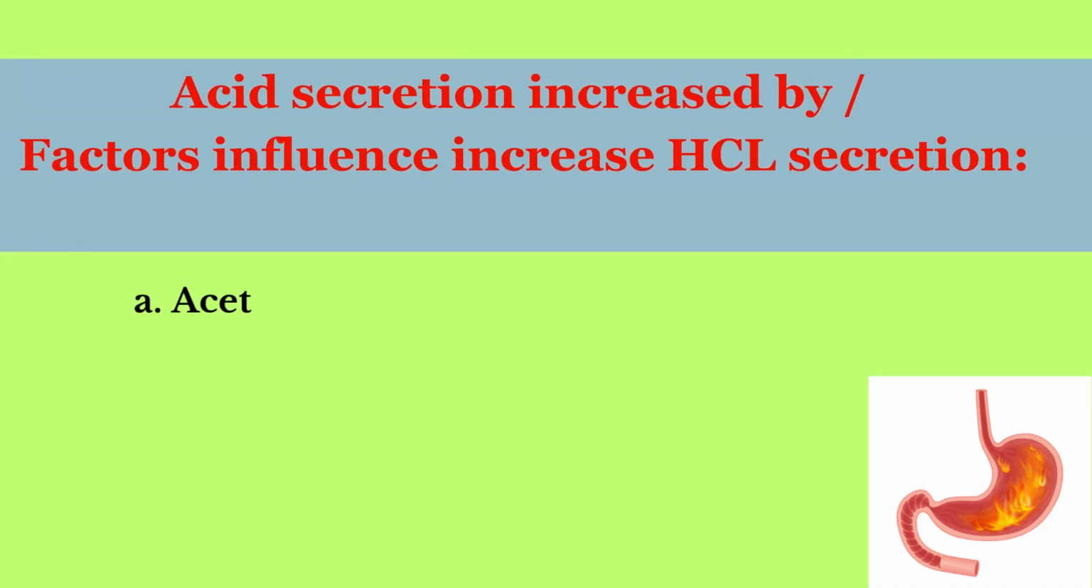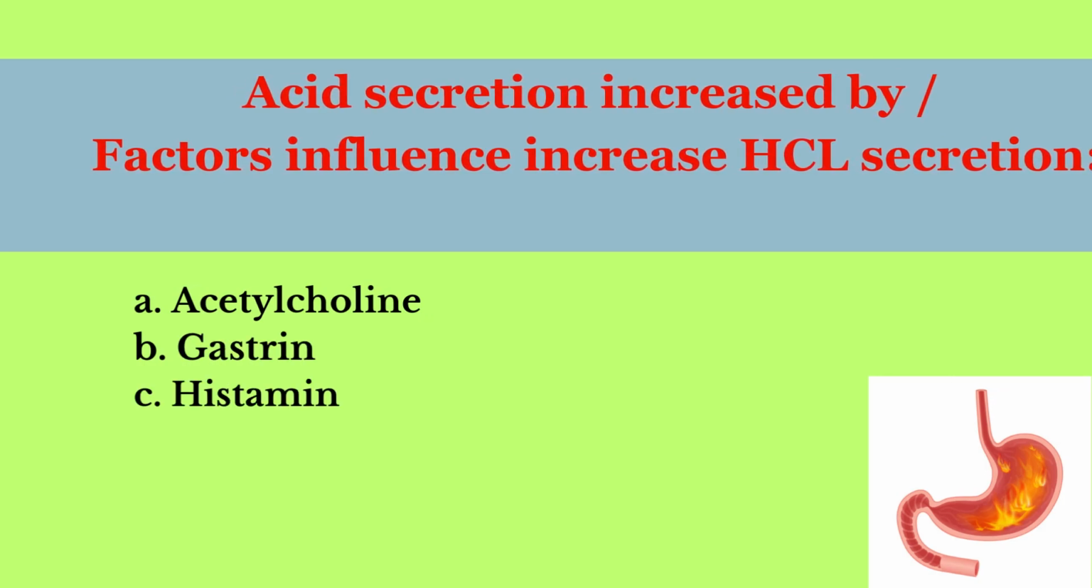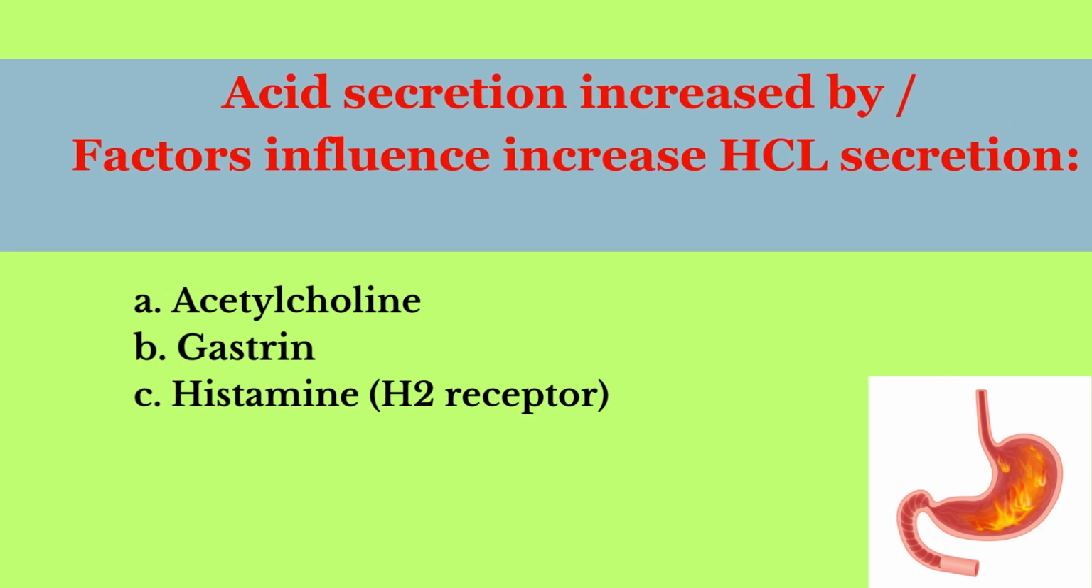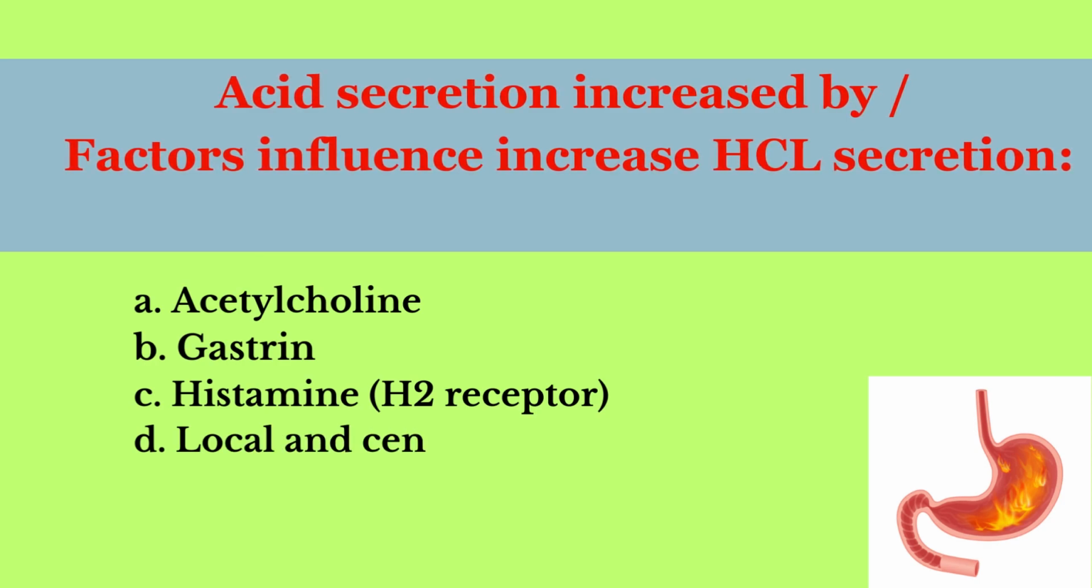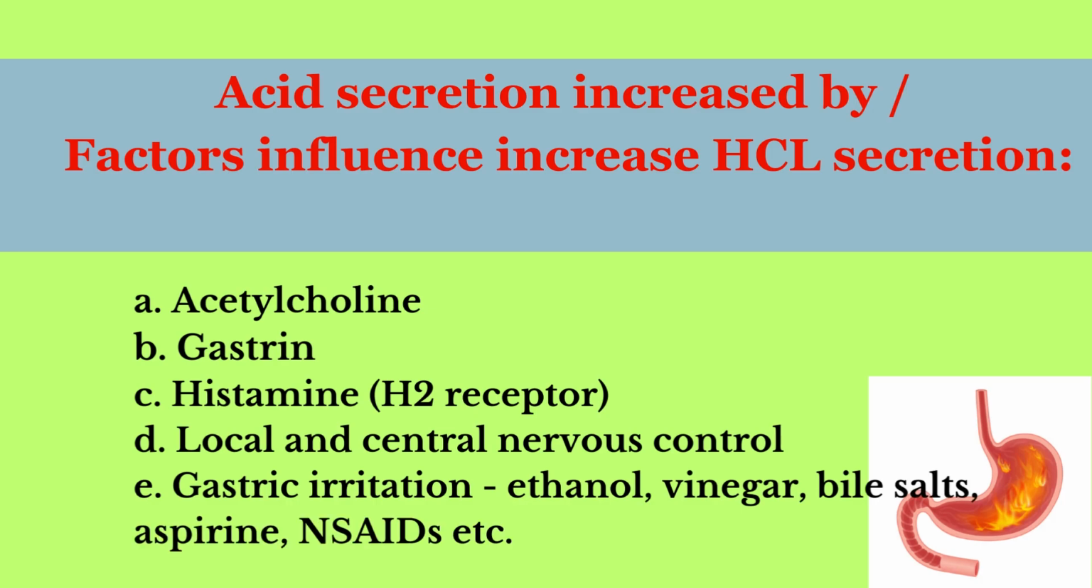Acid secretion is increased by the following factors that influence increase of HCl secretion. A. Acetylcholine. B. Gastrin. C. Histamine, H2 receptor. D. Local and central nervous control. E. Gastric irritation: ethanol, vinegar, bile salts, aspirin, NSAIDs, etc.